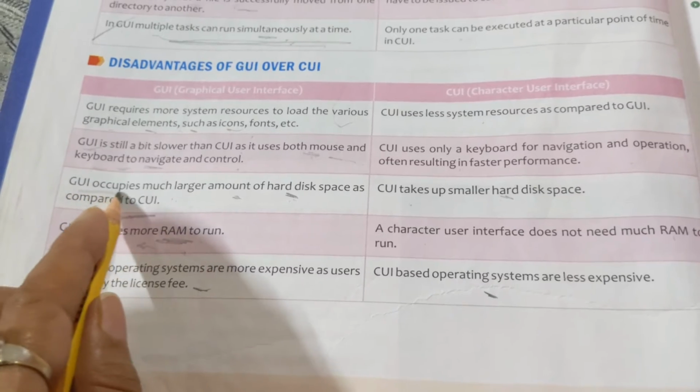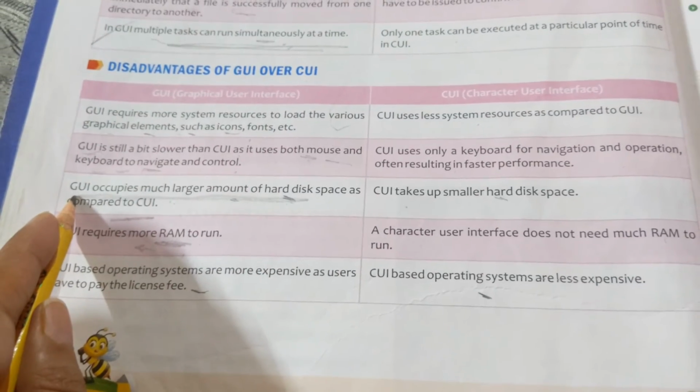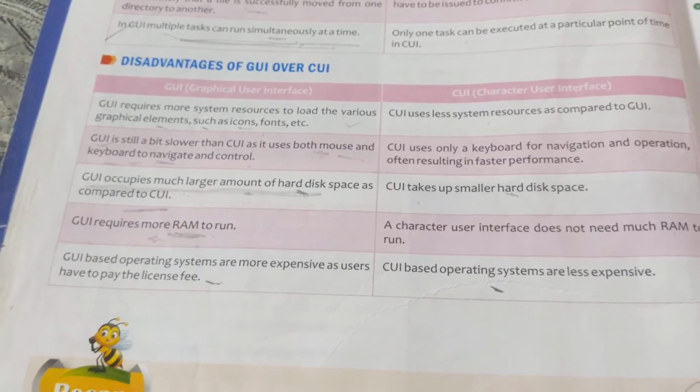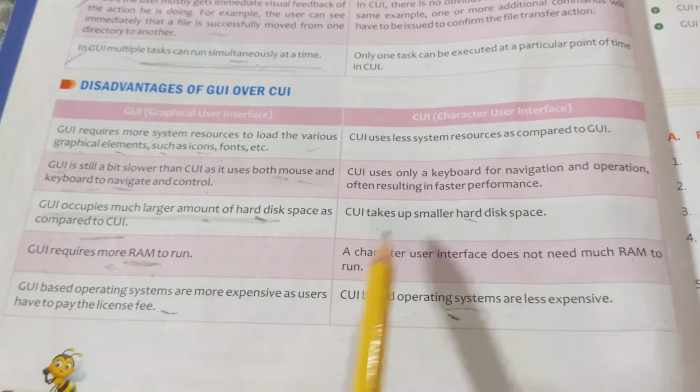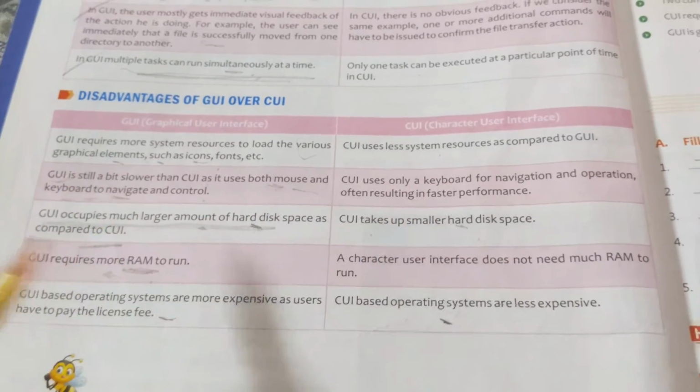So this is GUI uses lots of resources. तो इसको हार्ड डिस्क में रहने के लिए मेमोरी भी ज़्यादा चाहिए. क्लियर? But CUI takes up smaller hard disk space. इसको कम चाहिए, इसको ज़्यादा चाहिए.